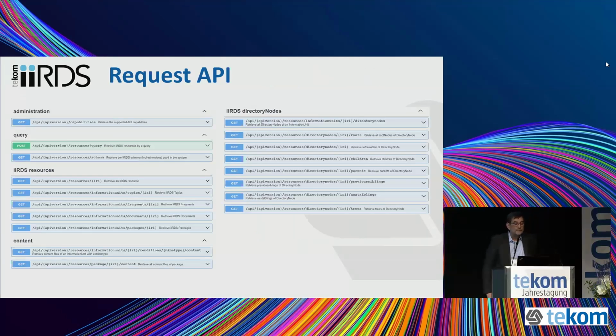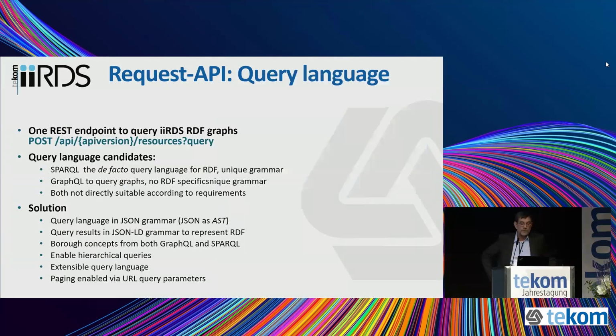So we worked quite fast on defining the most basic API endpoints: how to administer, how to get information about the API itself, how to traverse through directory nodes so you can recreate the document structure, and also how to access the resources and the content. We also have two API endpoints for the query, and as I said, the query language was the most difficult part.